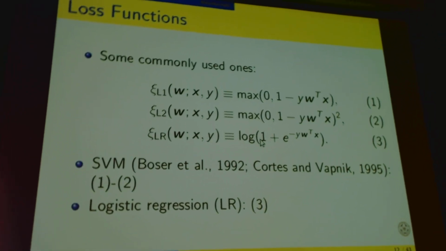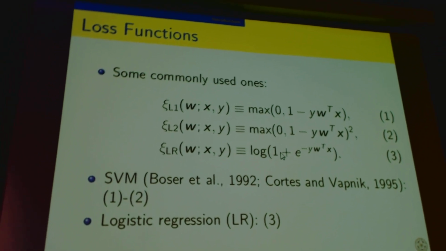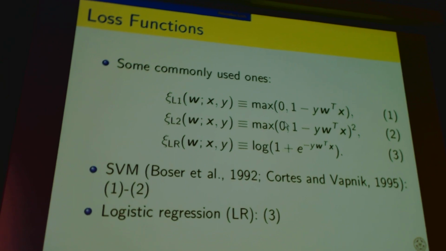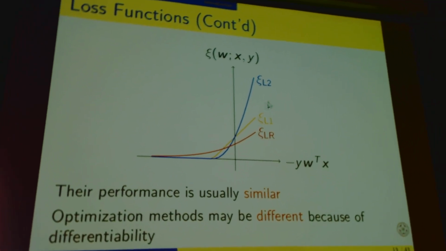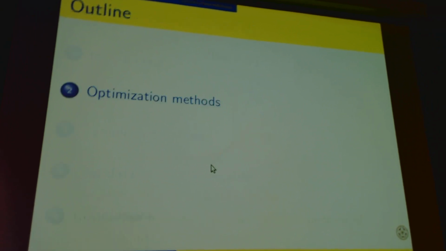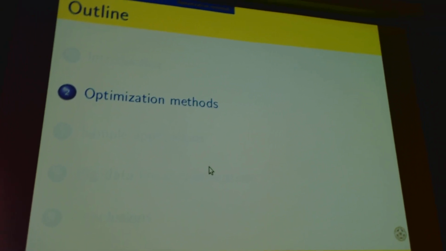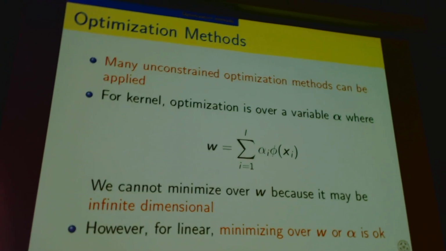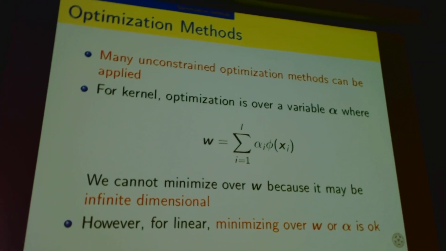If we go back to the formulation of the three loss functions, logistic loss is twice differentiable. But the first two, especially the hinge loss, has a breakpoint here, it's not differentiable. So now to get the classifier, we need to solve the optimization problem. So I will briefly talk about optimization methods.